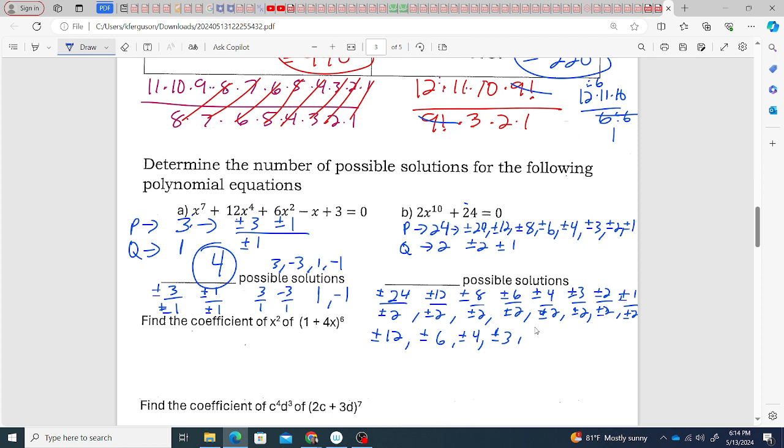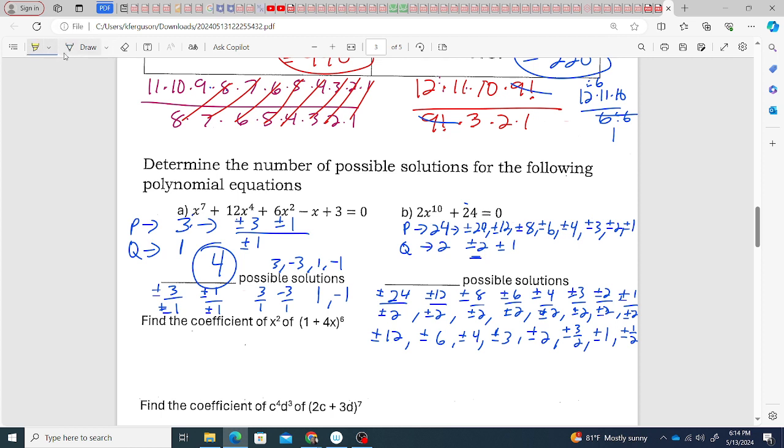So let's keep going. And then plus or minus 3 over plus or minus 2, well, that's just plus or minus 3 over 2. Plus or minus 2 over plus or minus 2, that's plus or minus 1. And then I've got plus or minus 1 over plus or minus 2, that's plus or minus 1/2. So now that was this one.